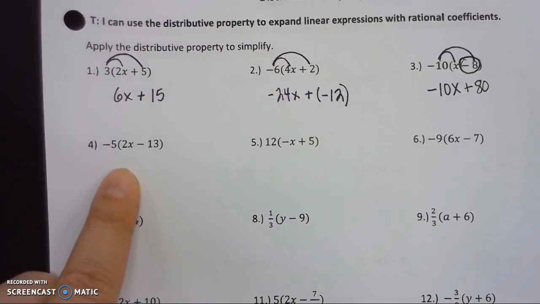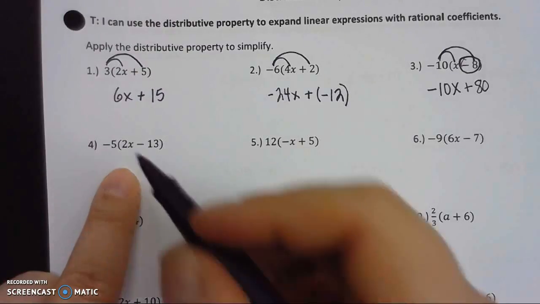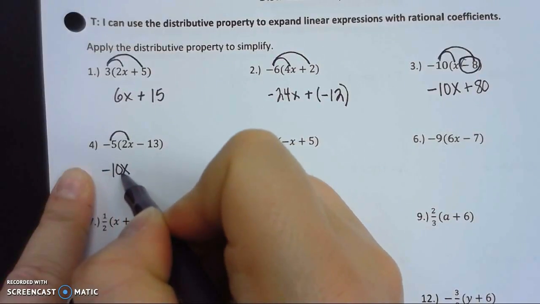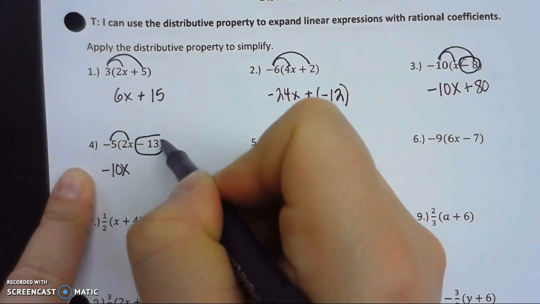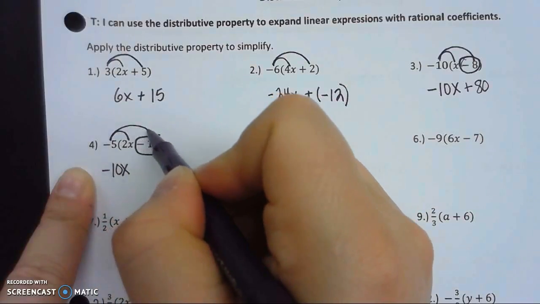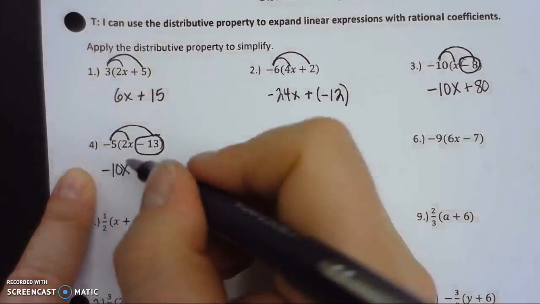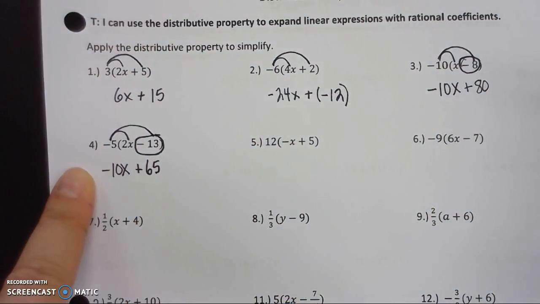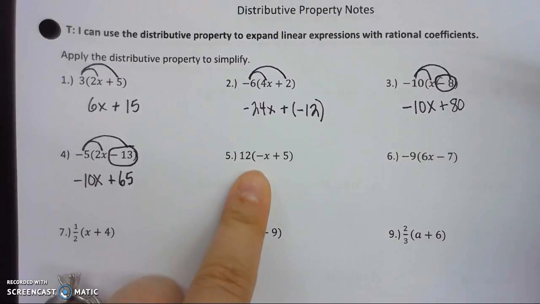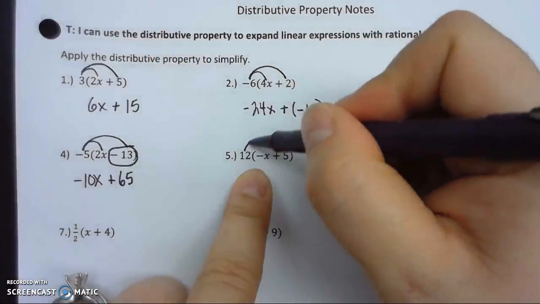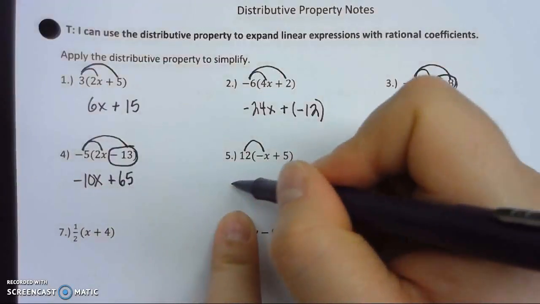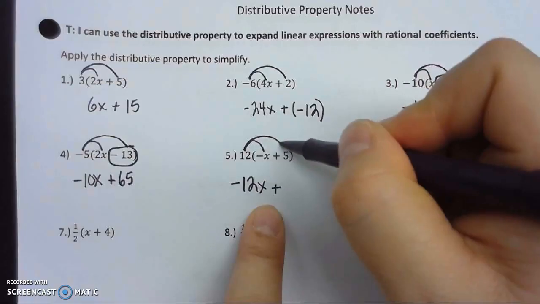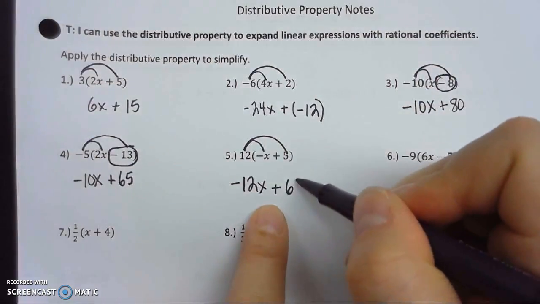Taking a look at number 4. Same thing. I've got negative 5 times 2x, which is a negative 10x. That subtraction is attached to my 13. So I take negative 5 times negative 13, and that gives me a positive 65. Let's look at number 5. 12 times negative x is a negative 12x, plus 12 times 5 gives me 60.